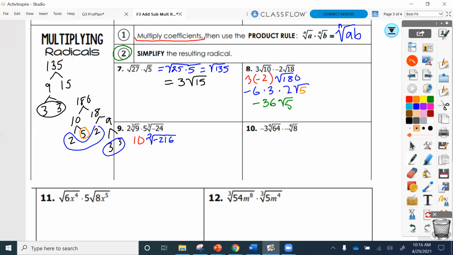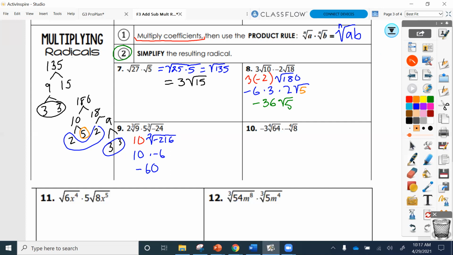And 216 is a perfect cube. So we have 10 here, and the cube root of negative 216 is just negative 6. So we get negative 60 as our answer.